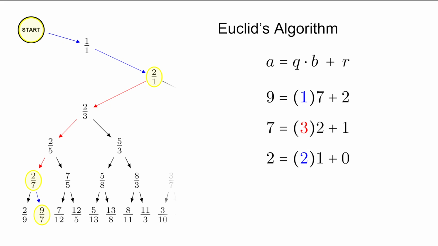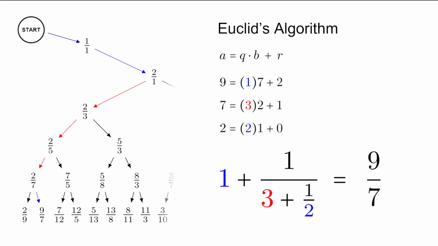The other thing to note is that when the algorithm stops, this number here is the greatest common divisor of the original two numbers. Here it's 1, and we should expect that because all of the fractions in this tree are reduced. And since the q's represent the number of movements from the start token, they are also the continued fraction elements of 9/7. So this is one way to compute them.